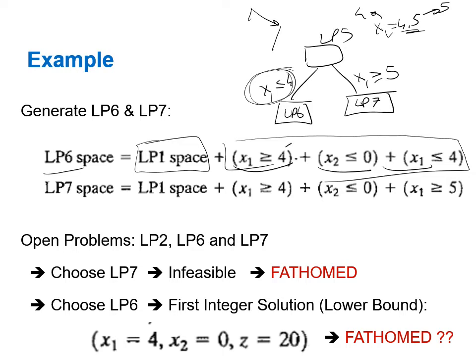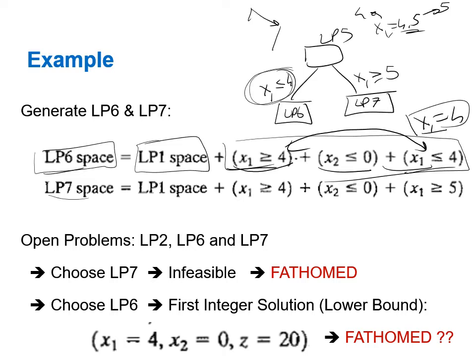Now when you compare these two, observe these two constraints: x1 is greater than or equal to 4 and x1 is less than or equal to 4, which means that x1 is exactly equal to 4. You can just find the value of x1 for this LP6 directly.